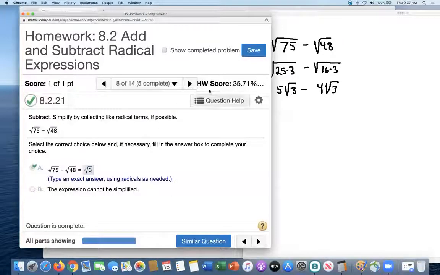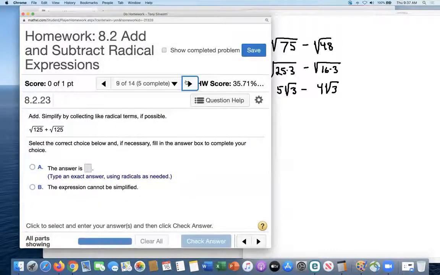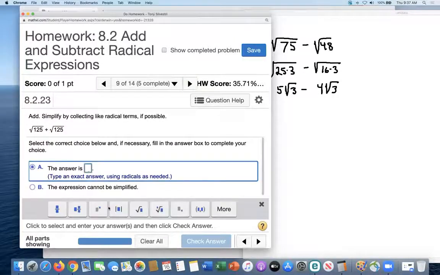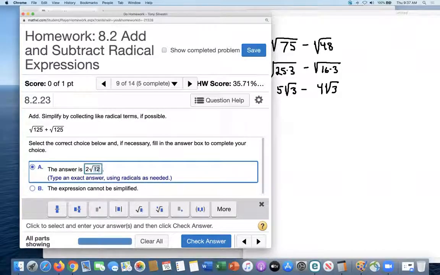Let's see what we got next. This is 2 square root of 125. So right off the bat, 2 of them, right? Don't click check answer. You're not going to get it right, because this square root of 125 can be broken down into two parts, into a perfect square. 2, that's the 2 in the front.